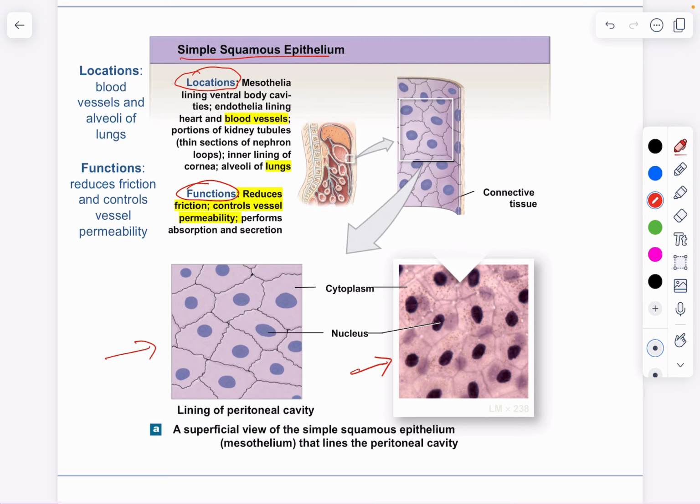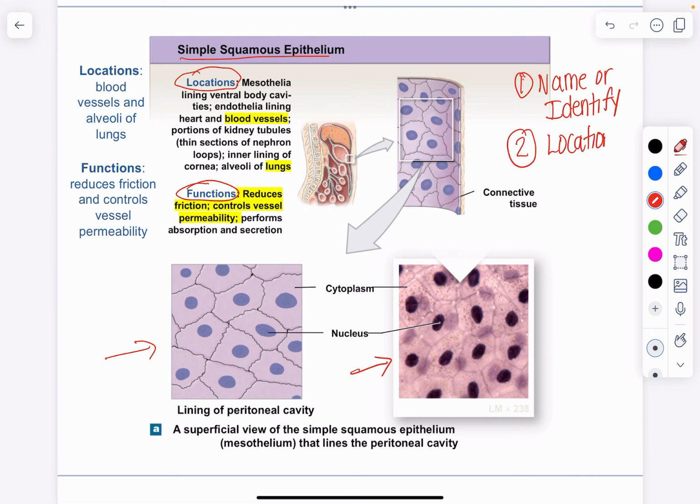And so what I need you to do as you go through here and begin learning them is you always need to be able to name them or identify them on a practical. Okay, you will always need to be able to tell me a location. And in some situations, I will need you to tell me some of their important features or functions. And I will try to outline that as I go through here. All right, so the very first one we're going to look at is simple squamous epithelium. So that is a single layer of flattened cells.